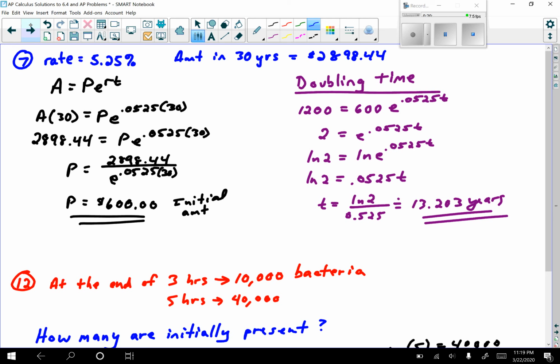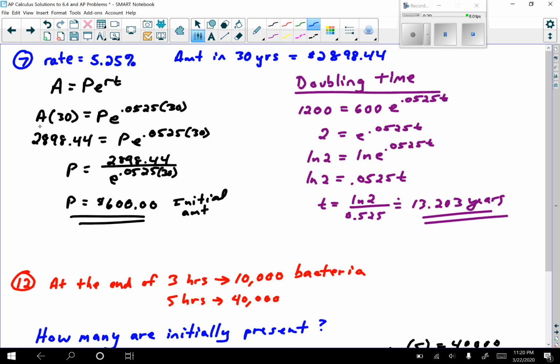All right, looking at 7, our initial deposit is missing. We're given our annual rate of 5.25%, and we're given the amount in 30 years, so we also have to find the doubling time. So I'm first going to find the initial amount, obviously, because we need to know that before we try to double it.